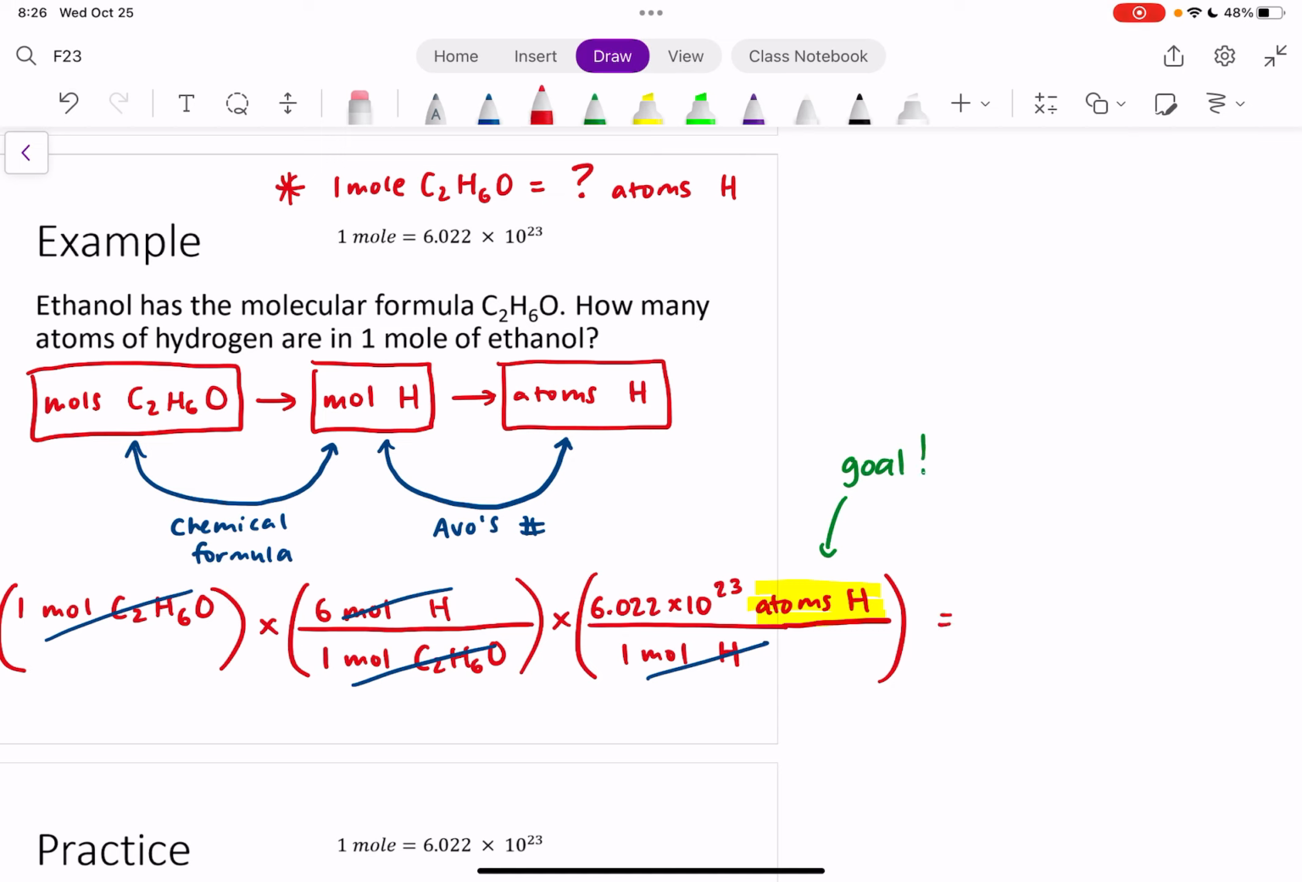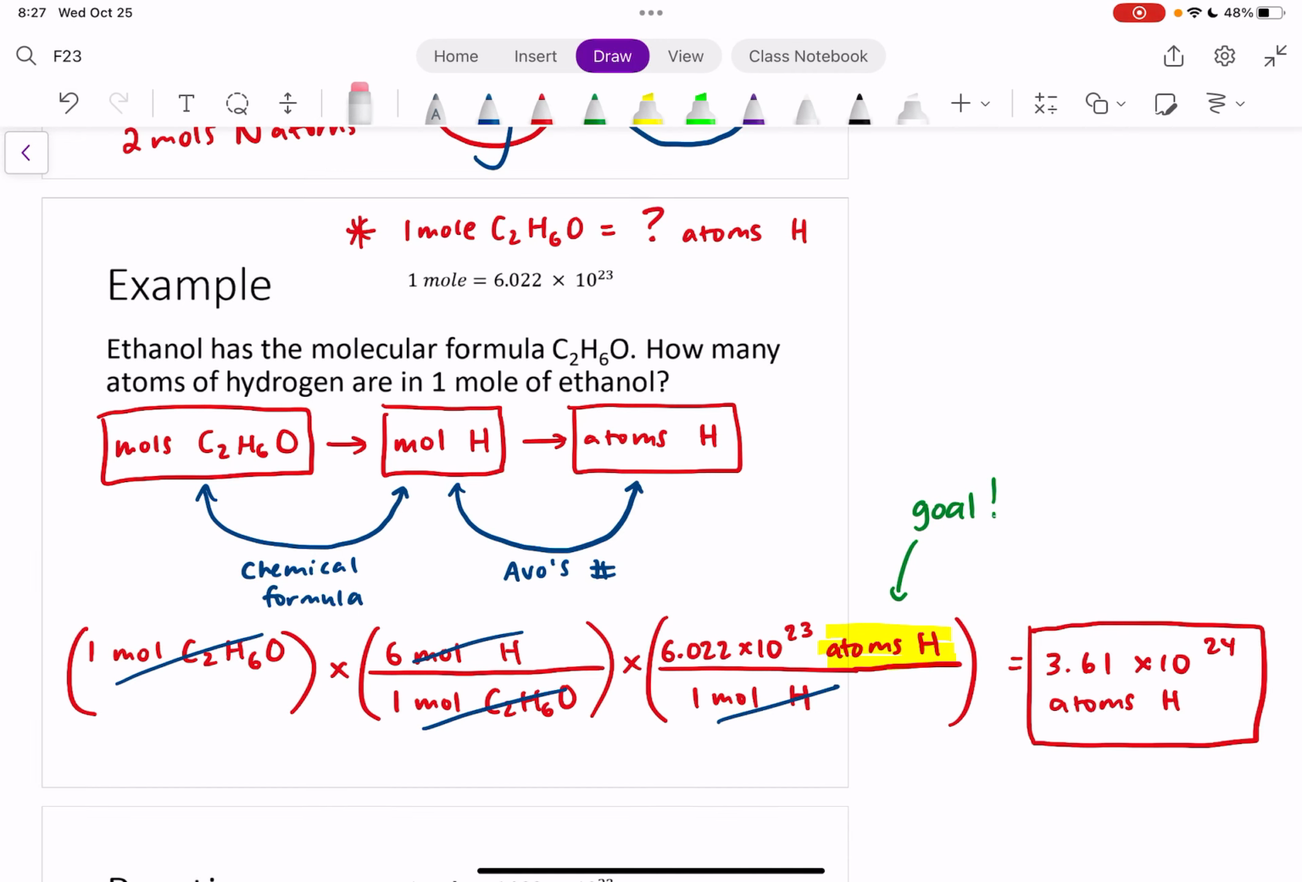So we've got to do this calculation. Remember with these, you multiply everything on the top and then divide by what's on the bottom. So we have 6 times 6.022 times 10 to the 23. That's going to give us 3.61 times 10 to the 24 atoms of hydrogen. Now, again, just a quick double check. Is this a big number or a small number? Yeah, big number, right? Because we're looking for atoms. Atoms are really tiny, so we would expect a really large number there, and we do. So we did it right.